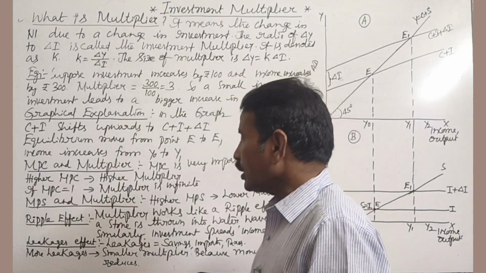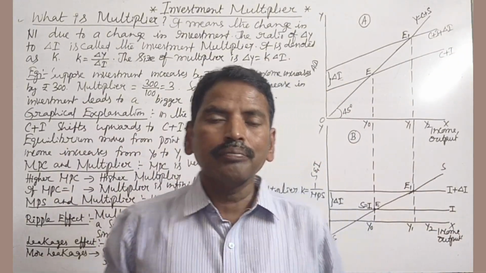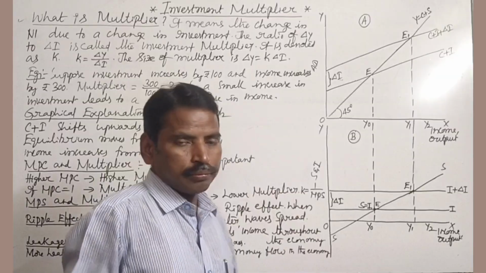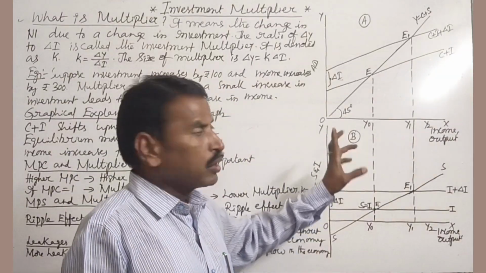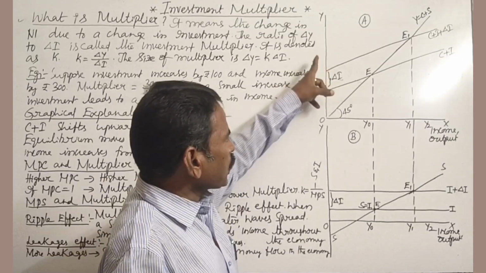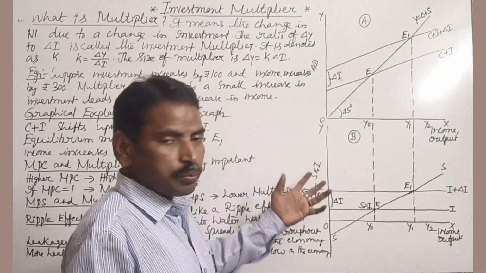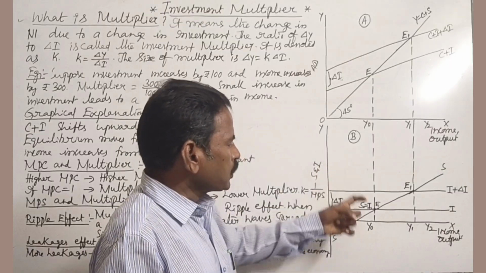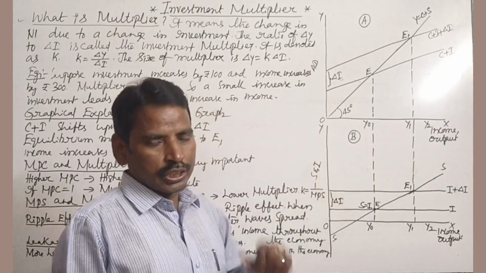Next, graphical representation. What is the graphical representation? Investment multiplier can be explained with the help of aggregate demand and aggregate supply, and it can also be explained with the help of savings and investment, or leakages and injections.